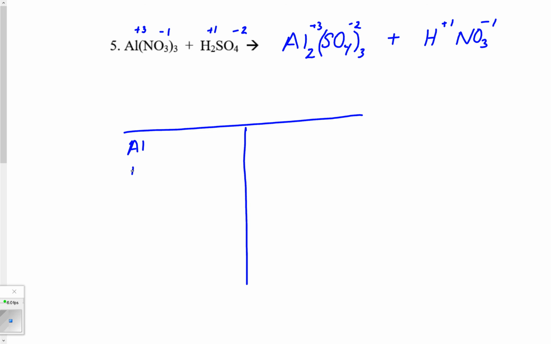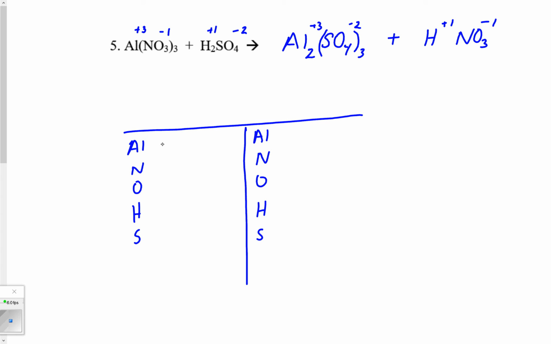I've got aluminum. I've got nitrogen. I've got oxygen. I've got hydrogen. And now I've got sulfur. And I've got oxygen again, which I've already got. Cool. So I've got aluminum, nitrogen, oxygen, hydrogen, and sulfur. All right, so begin your count.